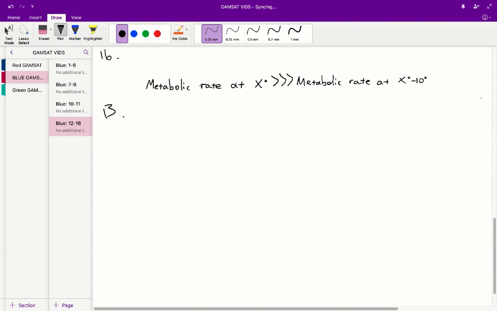If you want to confirm those values, you can just sub them in. But yeah, the most important fact is just to understand Q10, and that metabolic rate is another word for the uptake of oxygen.